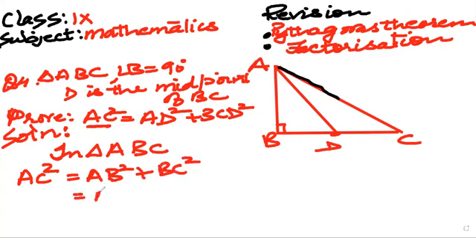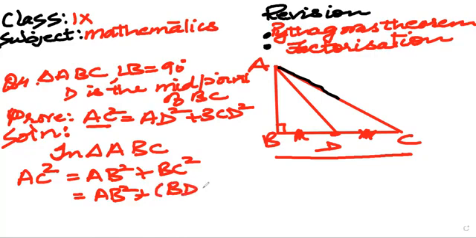Now what else can I do with this question? This whole thing is given BC. Children, can I write this BC in the form of two things, that is BD plus DC? Yes, can I write that? Yes, because BC is a full segment and instead of BC, I can write BD plus DC.